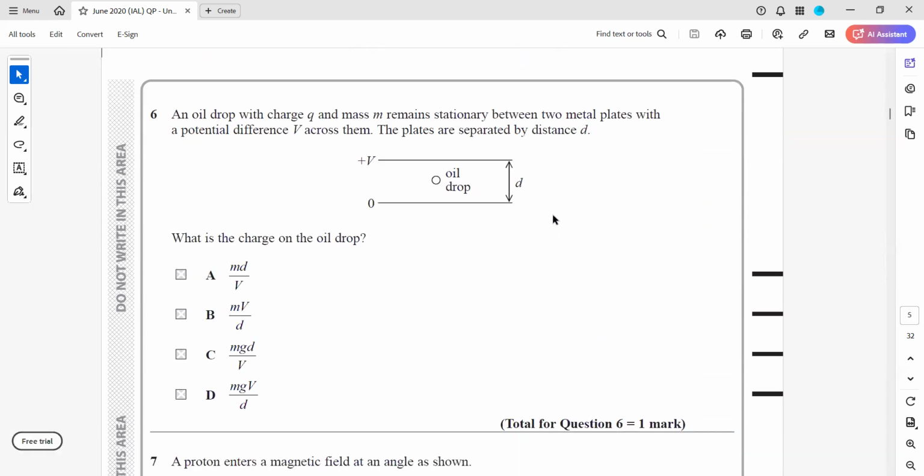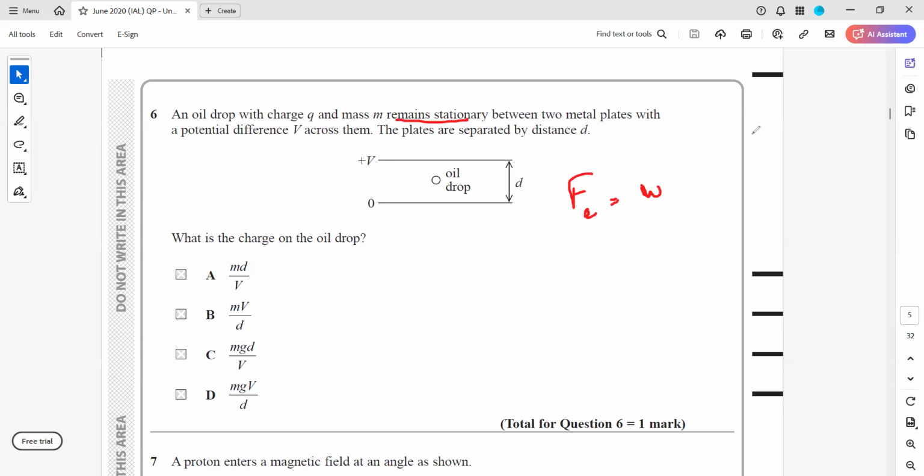Again, we have an oil drop with a charge. What is the charge on the oil drop? According to this, electric field strength E is equal to... Here, an oil drop of a charge Q of a mass M. So electric force is equal to weight, sorry, electric force F I should write. So electric force is equal to weight, because this is kept stationary.